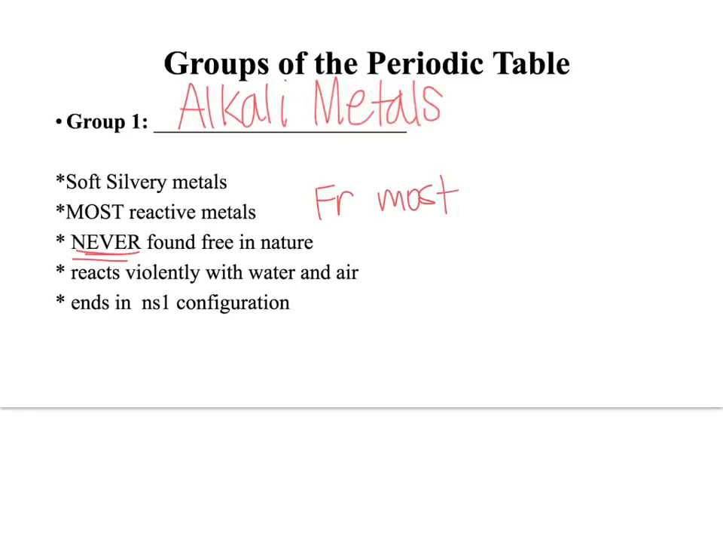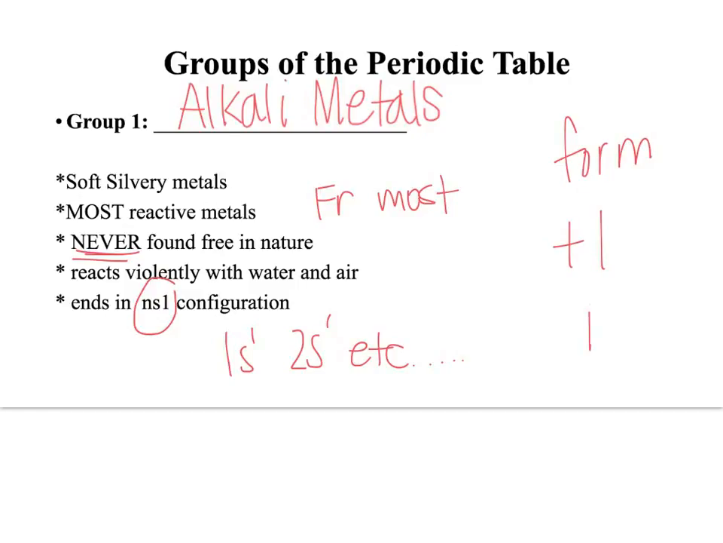And of course, if they're in group 1, they all have that ns1 configuration, meaning they end in 1s1, 2s1, etc. Okay? And because they have that one electron, they tend to form a +1 ion.